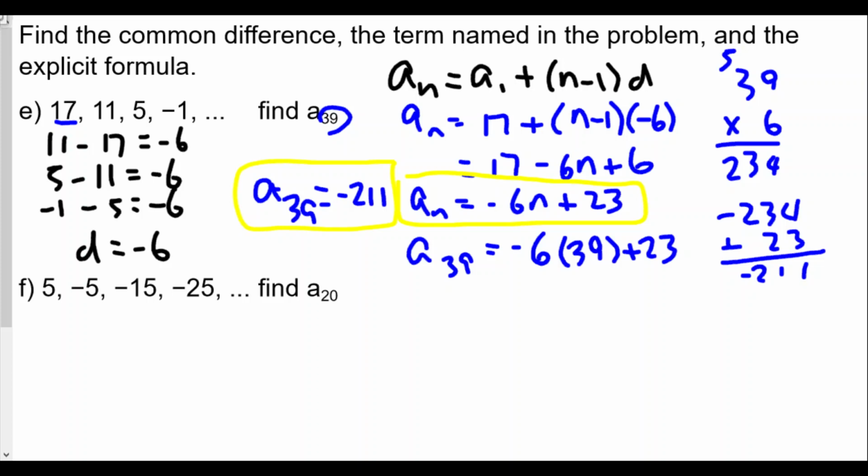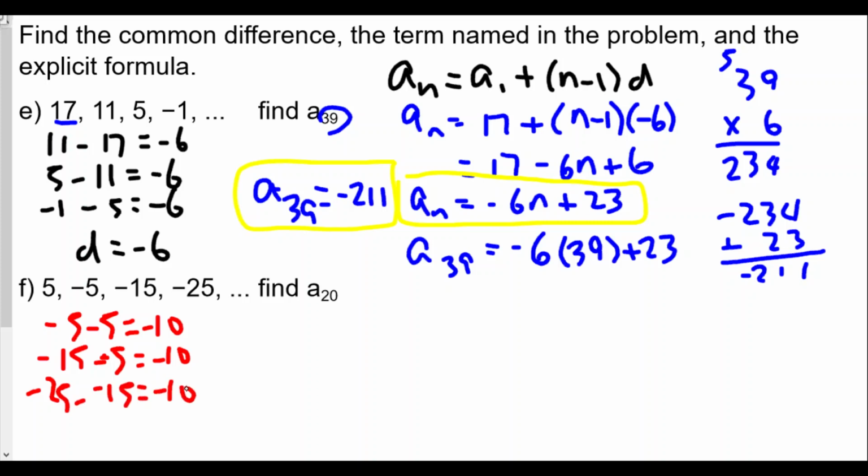So again, we're going to find our common difference. We see negative 5 minus 5 is equal to negative 10. Negative 15 minus negative 5 is equal to negative 10, because subtracting a negative is the same as adding a positive. And negative 25 minus negative 15 is equal to negative 10. So our common difference is going to be negative 10. I forgot to put a box around my common difference for the previous one, so make sure we have that for question f.